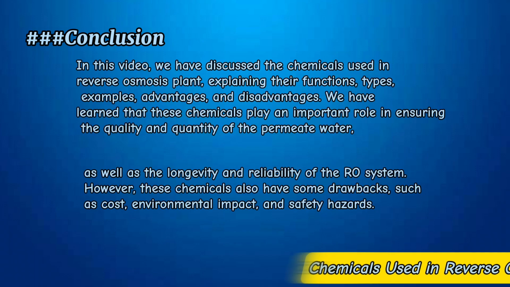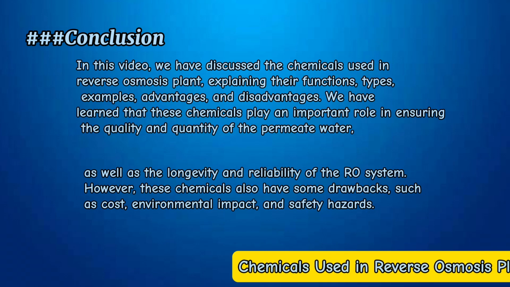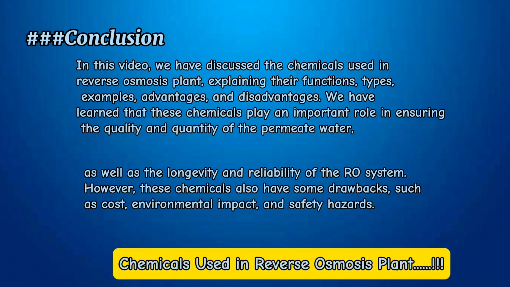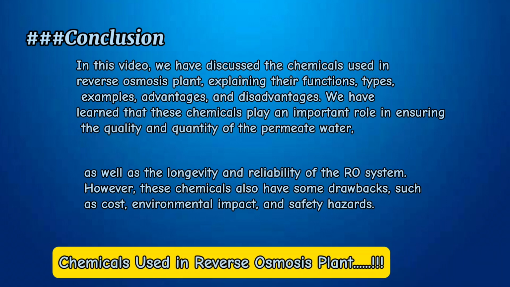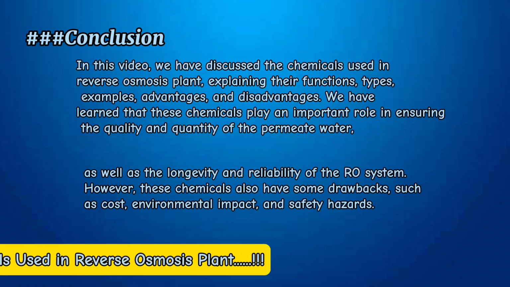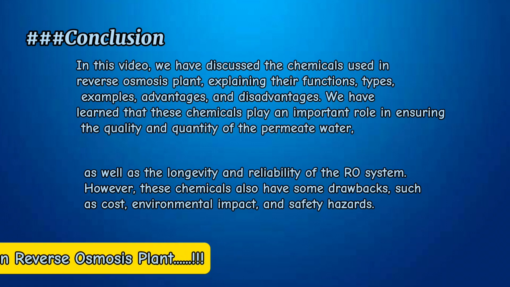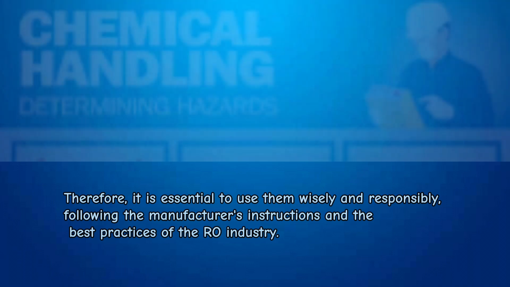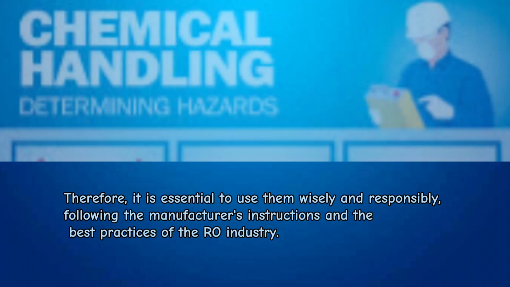Conclusion. In this video, we have discussed the chemicals used in reverse osmosis plant, explaining their functions, types, and examples. We have learned that these chemicals play an important role in ensuring the quality and quantity of the permeate water, as well as the longevity and reliability of the RO system. However, these chemicals also have some drawbacks, such as cost, environmental impact, and safety hazards. Therefore, it is essential to use them wisely and responsibly, following the manufacturer's instructions and the best practices of the RO industry.